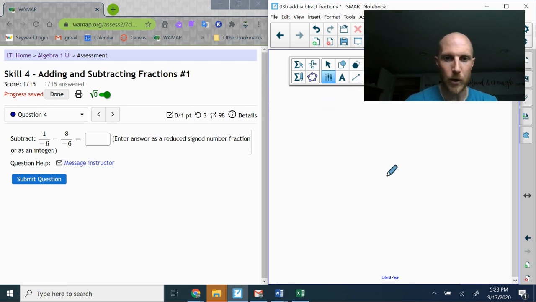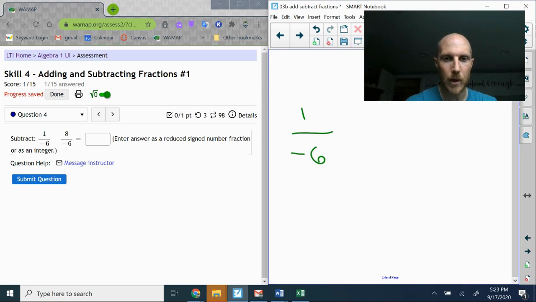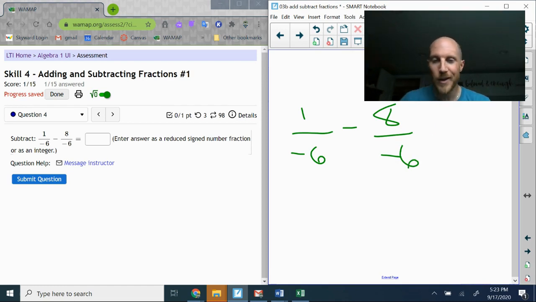Write this problem down. Okay, so I got 1 over -6, and I'm going to subtract 8 over -6. Okay, they have a common denominator. It is a denominator of -6, which technically violates a number of math conventions. We don't normally have negative denominators, but we're going to worry about that later.